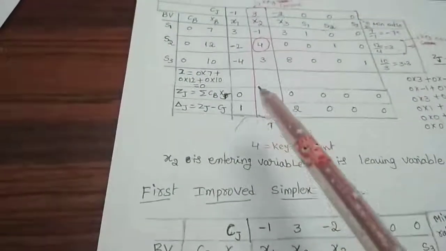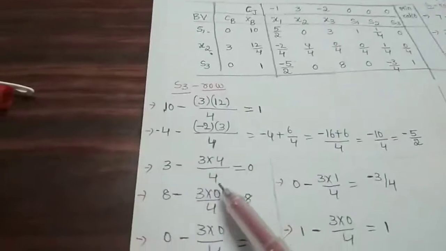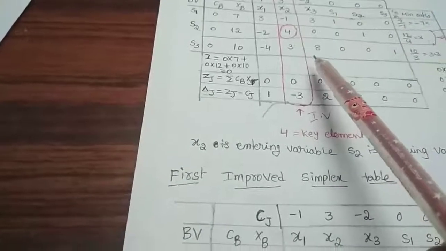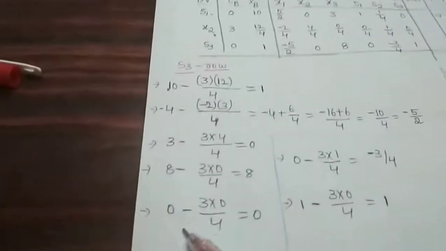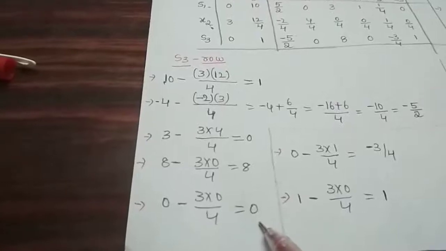Calculate similarly the next value. So that is a 3 in place of 3, minus the corresponding key row element into key column element, 3 into 4, divided by 4 equal to 0. Next value is here 8, the corresponding key row element is 3, key column element is 0. 3 into 0 divided by 4 equal to 8. Next element is 0 minus the corresponding key row element into key column element divided by key element, that equal to 0.